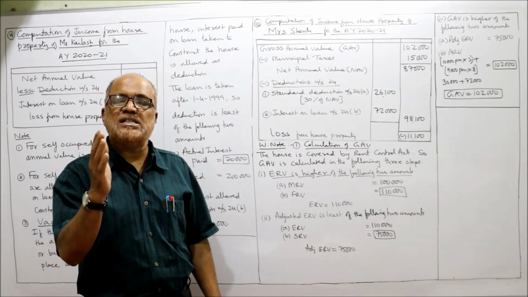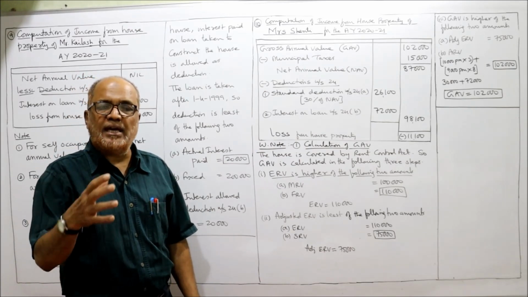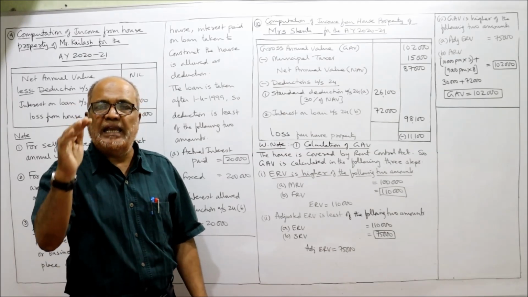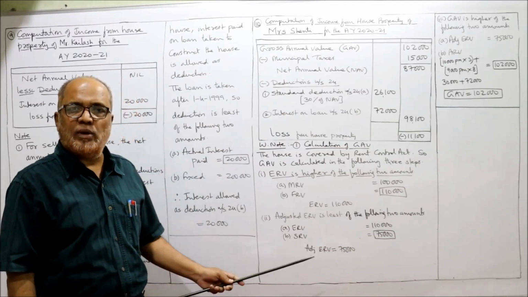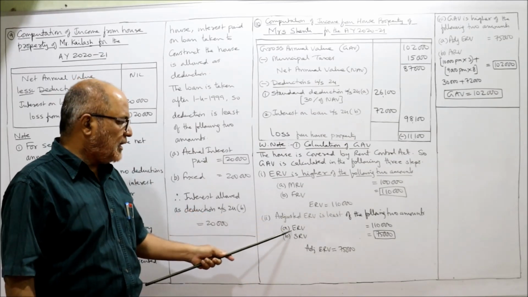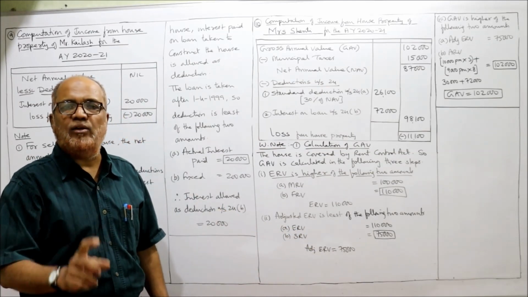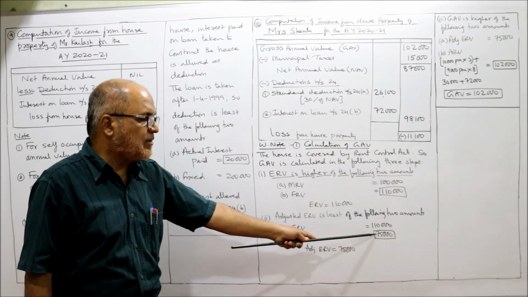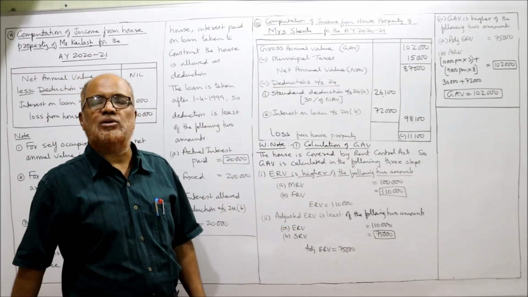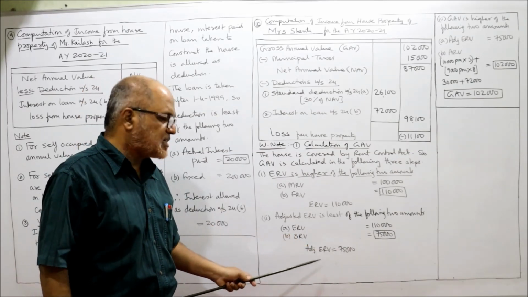Second step, adjusted ERV, adjusted expected rental value. So adjusted ERV is the lower of the following 2 amounts, the least of the following 2 amounts. What are the 2 amounts? ERV, which we have calculated as 1,10,000, so I am taking ERV 1,10,000. And SRV, standard rental value, given in the problem as 75,000. Whichever is least, 1,10,000 or 75,000, is the adjusted ERV. So 75,000 is the adjusted ERV.